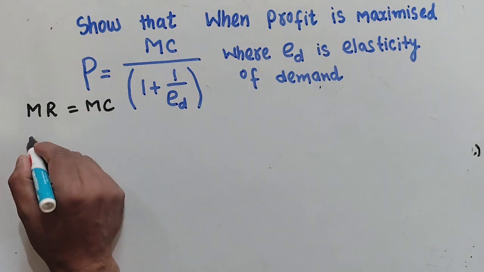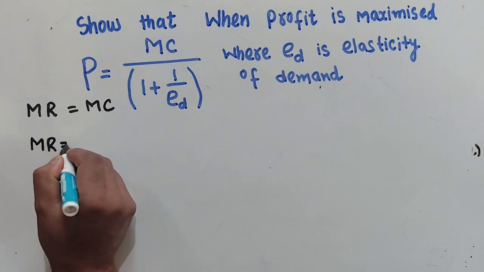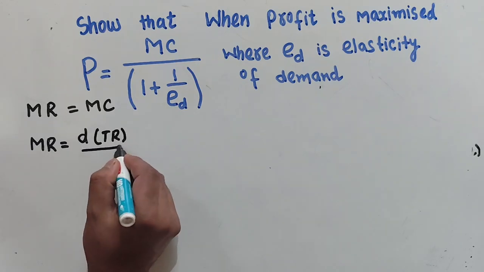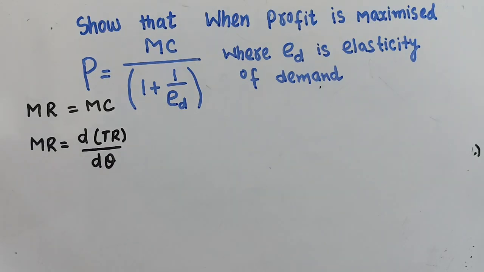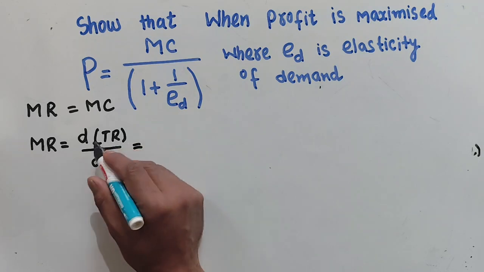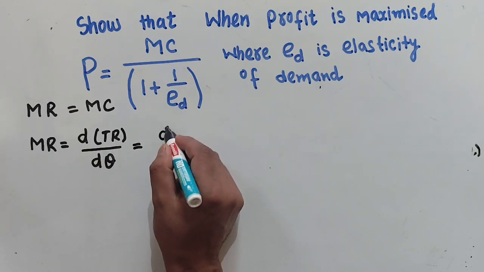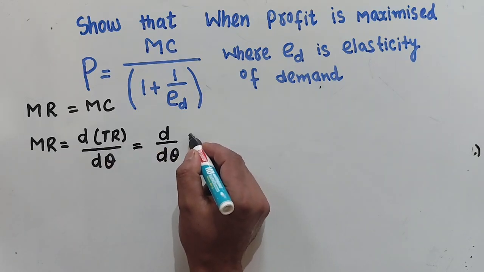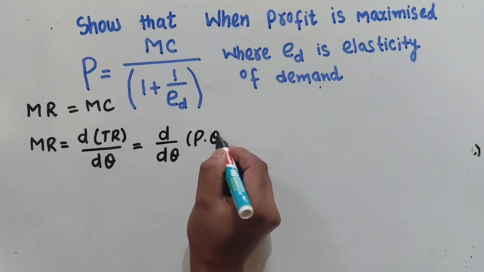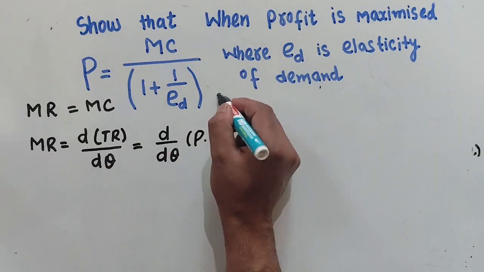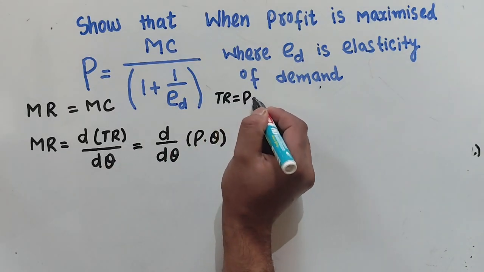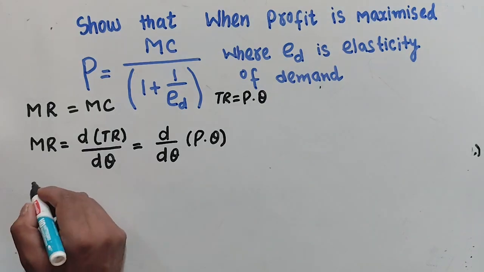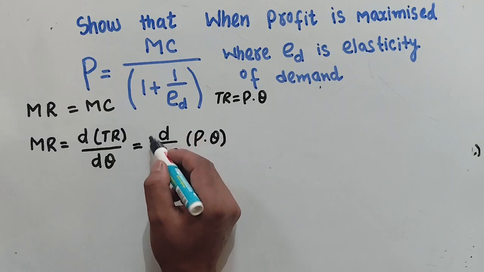Now we also know that marginal revenue is simply the change in total revenue due to change in the output. So can I write d upon dq of total revenue, and we know that total revenue is simply equal to price into output, that is P into Q. So let us first find out this derivative.